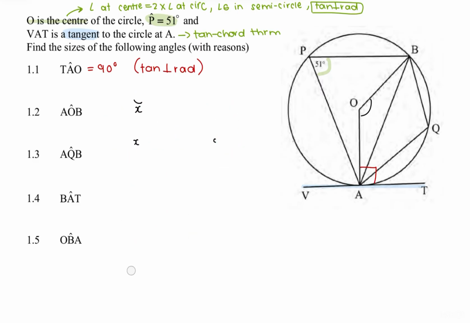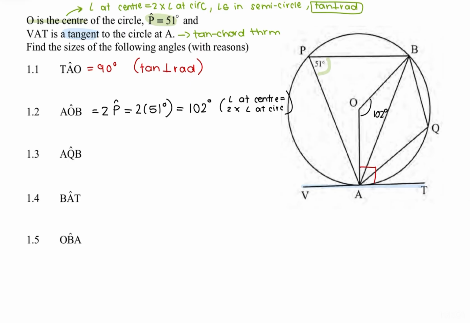So let me erase all of this. That angle AOB is twice the size of P, which is therefore going to be 2 times 51 degrees. Degree symbol is very important, which is therefore 102. That theorem was angle at center is 2 times angle at the circumference. All right, and like I said, once you've done it and you've completed it, put it back on your diagram.